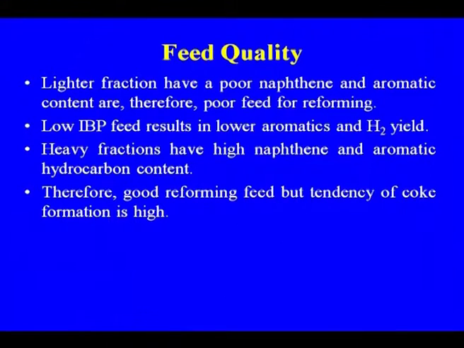So, about the feed quality, I was telling that the lighter fractions have poor naphthene and aromatic content, therefore they are poor feed for reforming. Low IBP feed results in lower aromatics and hydrogen yield. Heavy fractions have high naphthene and aromatic hydrocarbon content, therefore good reforming feed, but the tendency of coke formation is high. So, that is why heavy fraction is also not accepted.